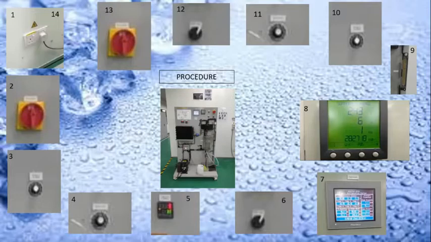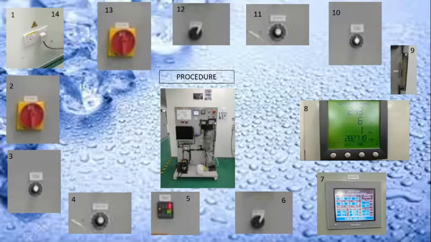First, we must switch on the machine. Next, switch on the power switch. Third, switch on the condenser fan. Fourth, switch on the heater power. Then, set the meter cut-off to 27 degrees Celsius. After that, switch on the water pump.